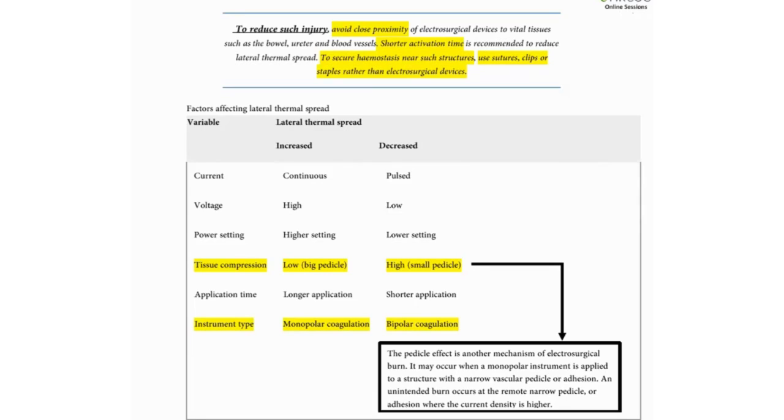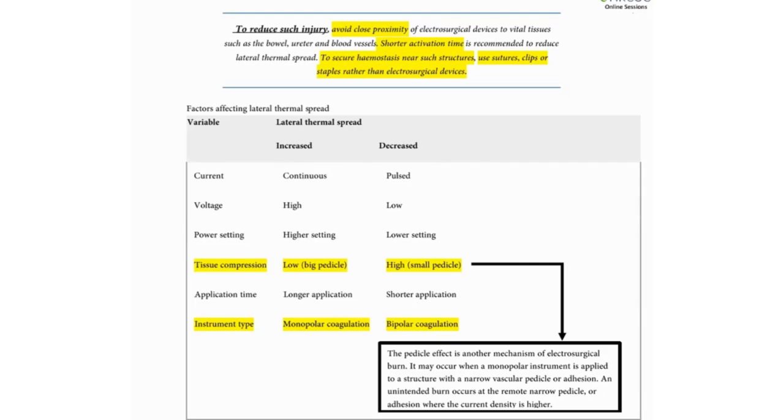Why? Because you know that there is a high risk of thermal spread and it can go to the ureter. So can you imagine if you have repeated application of the diathermy over the same spot over and over? That means that you are definitely going to hurt the ureter. You got it?